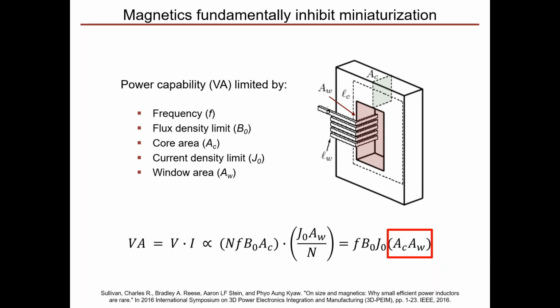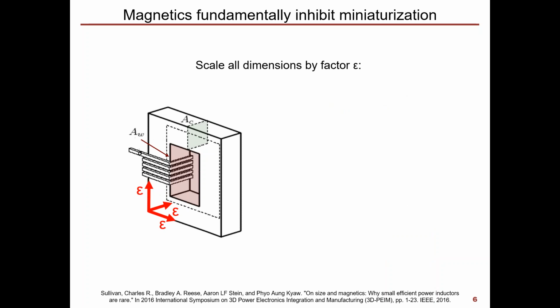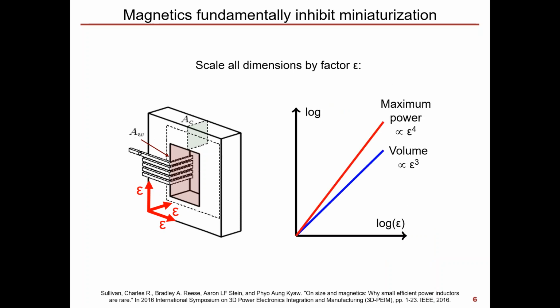And so what that means then is if we take that inductor and we scale it in all three dimensions by scaling factor epsilon, our volume is going to increase by epsilon cubed. The maximum power that this inductor can handle is going to increase by epsilon to the fourth. That means just a small increase in volume gives a drastic increase in power. Now that's a great thing for high power applications. But if we look at this in the reverse direction and we try to scale down our volume, we find that the maximum power decreases much faster, meaning power density drops. And that's counterproductive for miniaturization.